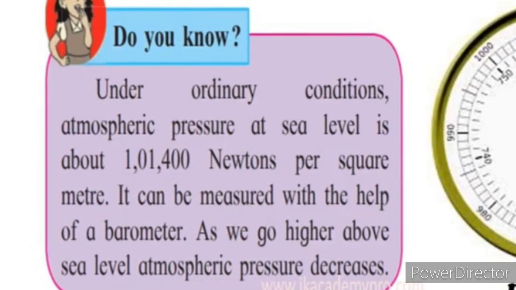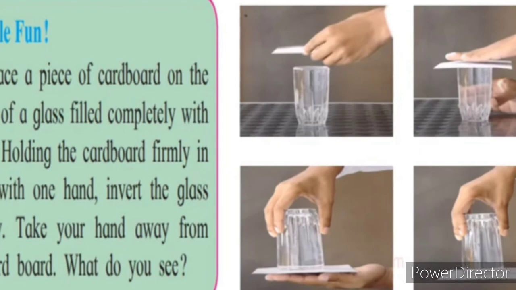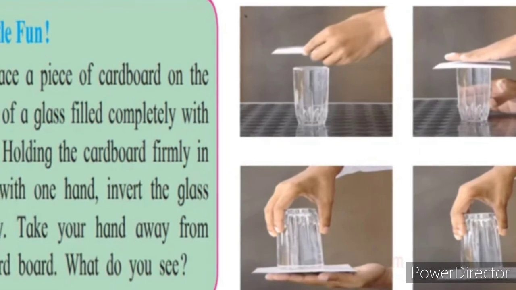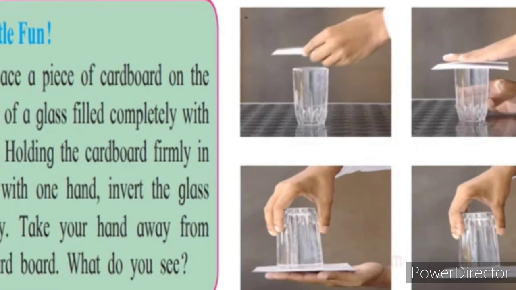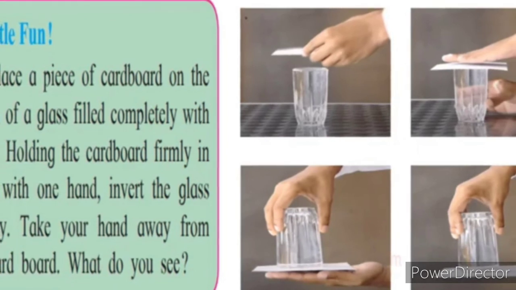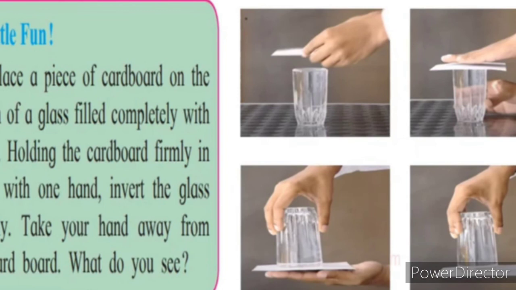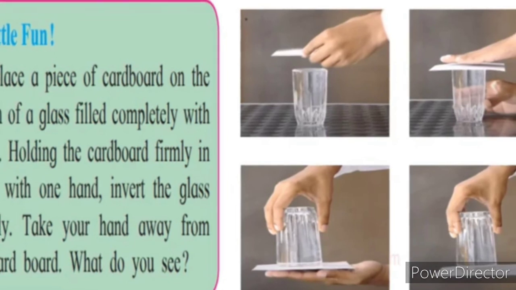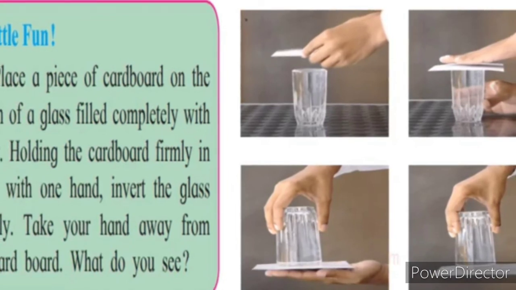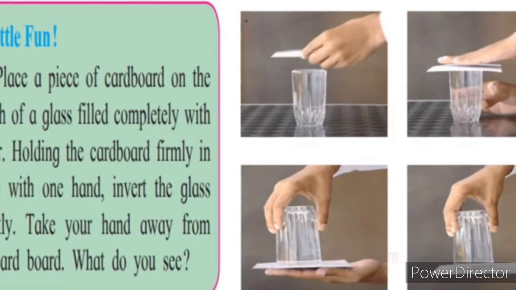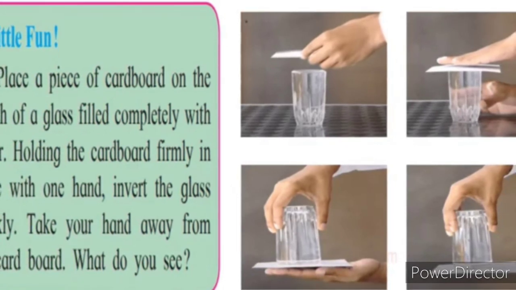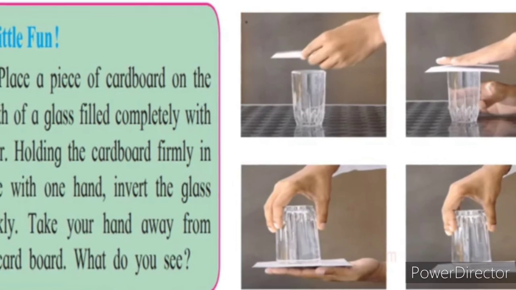Okay, now a little fun. You have to place a piece of cardboard on the mouth of a glass completely filled with water. Now in the first picture you can see. Now one by one you can see the pictures, then I will explain to you. Holding the cardboard firmly in place with one hand. Now see in the second picture. And next, the third one, invert the glass quickly.